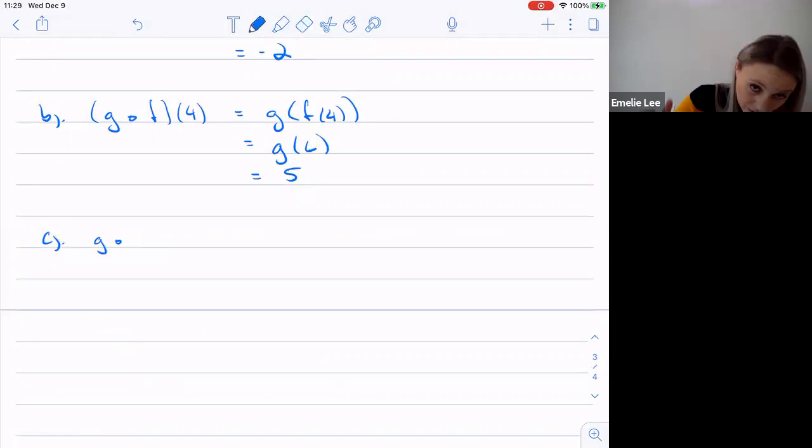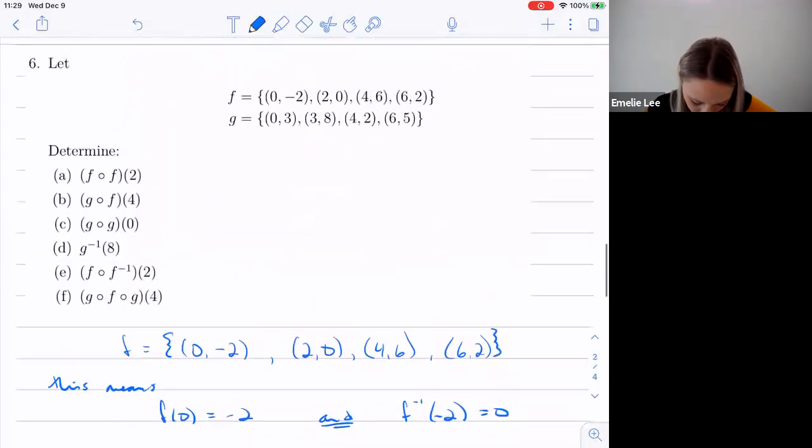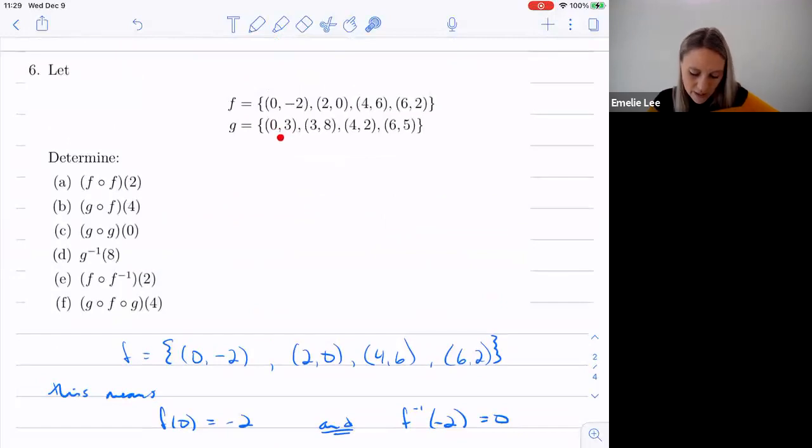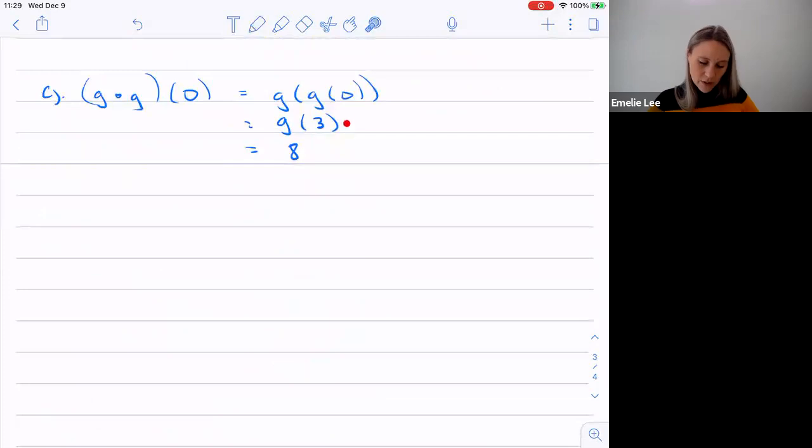Oops, sorry, g composed with g. But I just read it as g of g, which it is. g of 0 is 3, and g of 3 is 8. But I will write out my steps here, g of 3 and 8. For showing your work, I want to see this middle step, especially in case you got it wrong, then I can still give you part marks. Whereas if you just jump to the answer, then I can't give you any marks.